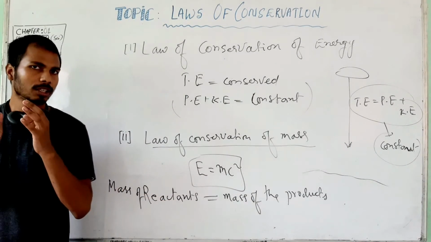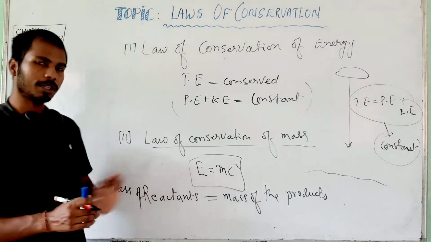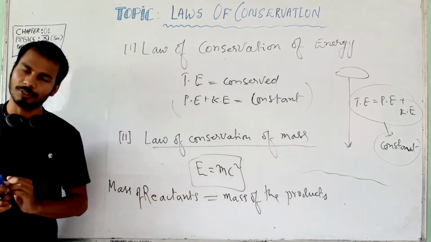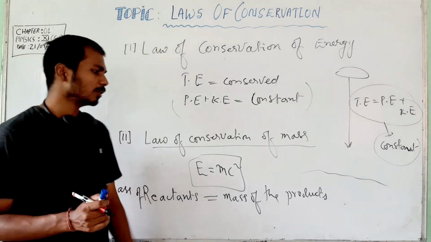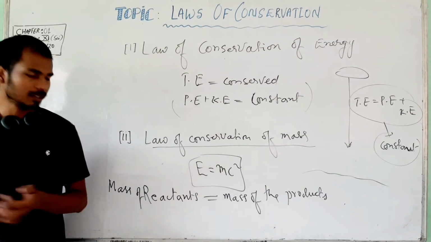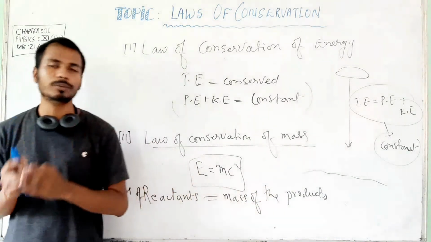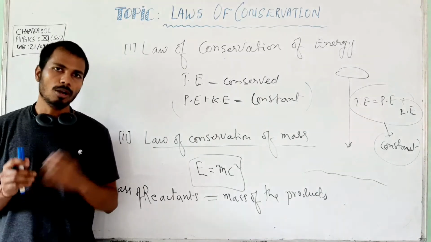Mass is not destroyable. Some amount of mass is converted into energy, and energy is also converted into mass. They are interconvertible. We can say the mass of the reactants is almost equal to the mass of the products in a chemical reaction. This is the law of conservation of mass. Our next is the law of conservation of momentum.